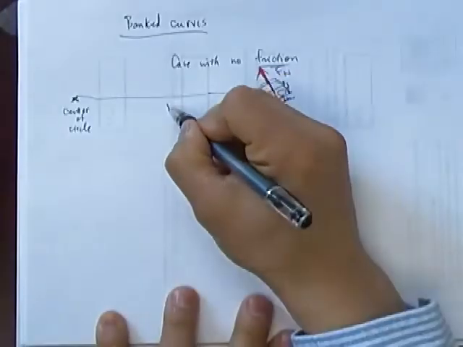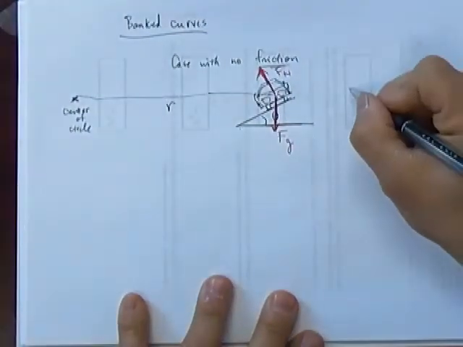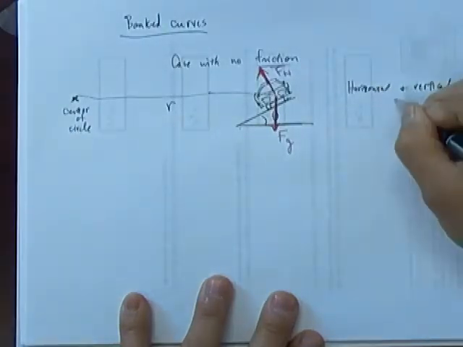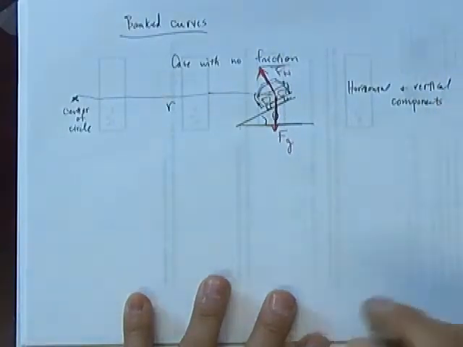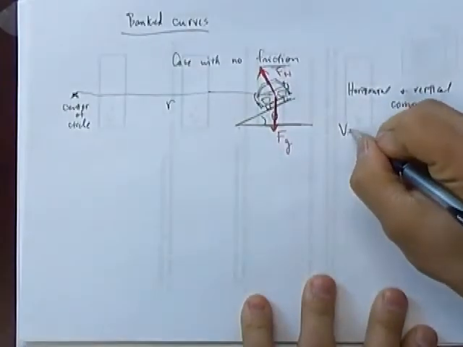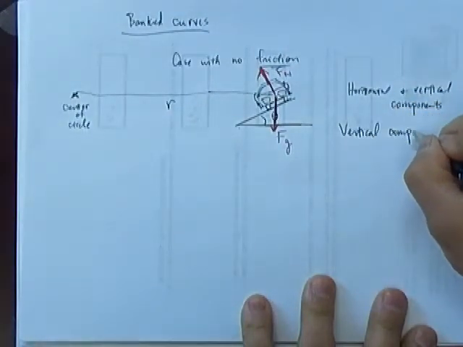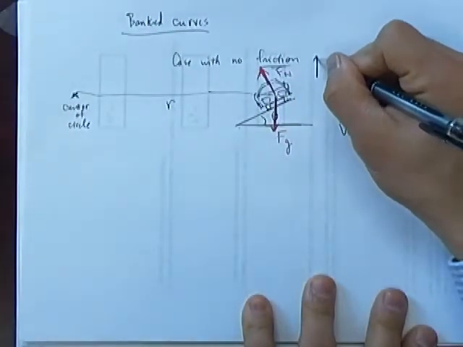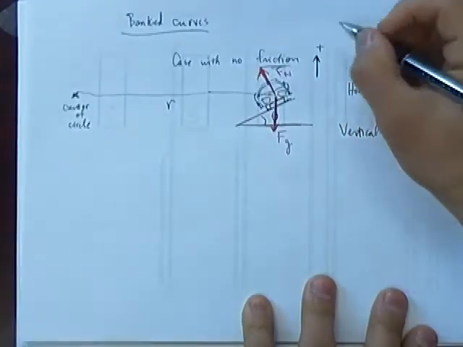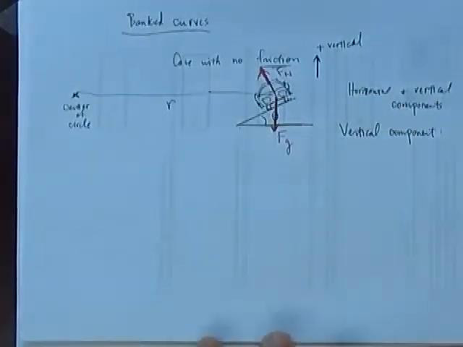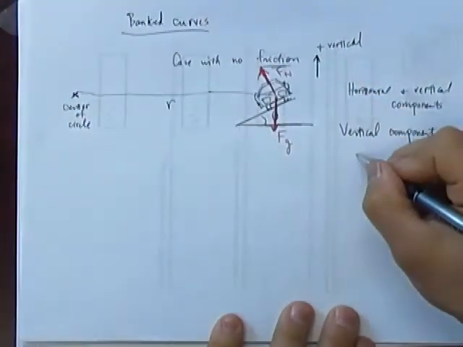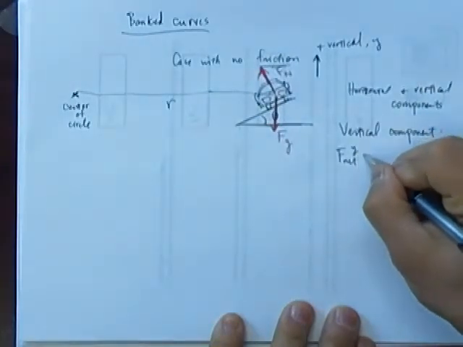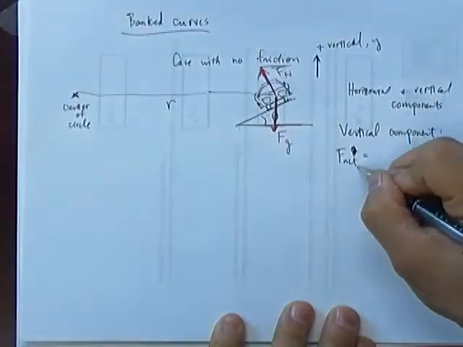It's going around like this, okay, where this is the radius. All right, so we'll consider horizontal and vertical components. Okay, so first of all, let's consider the vertical component. For the vertical component, we're just looking in this direction, so let's take this to be the positive vertical direction. So for the vertical components, we have F net in the y direction.